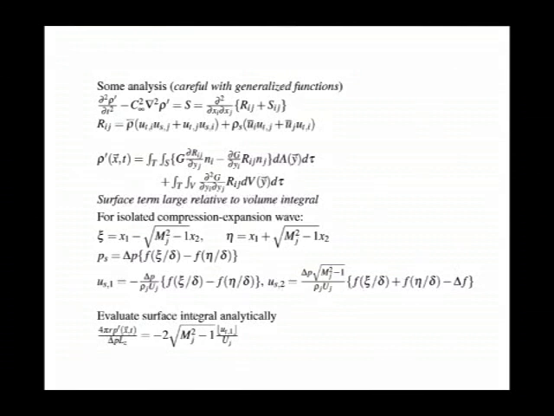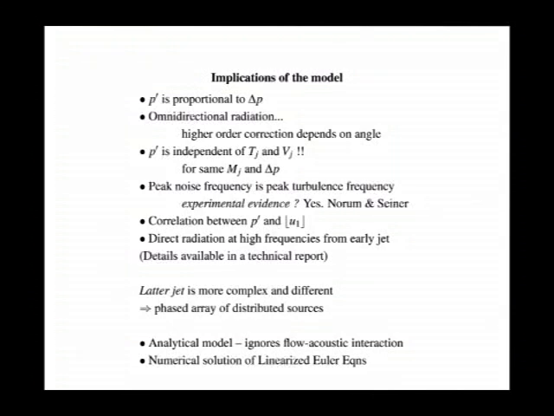Terms that involve surface integrals are large relative to volume integral terms and so on. Some math that I will skip over leads to a final result that the radiated pressure, when scaled with the delta P associated with the incident wave, has a very simple representation: it is the turbulence going into the interaction region, evaluated at a retarded time divided by the jet velocity, with a proportionality factor which involves this delta P of the incident wave and a correlation length in the span-wise direction of that turbulence. This is interesting because it has certain implications.